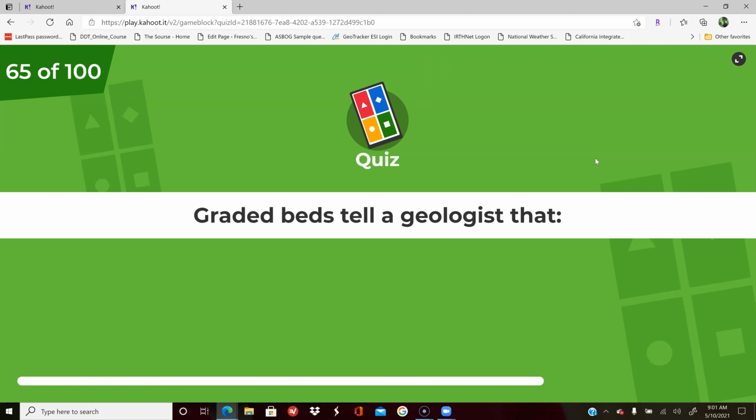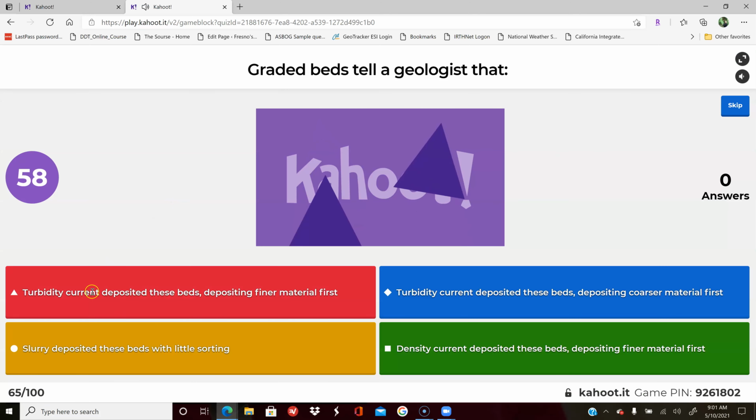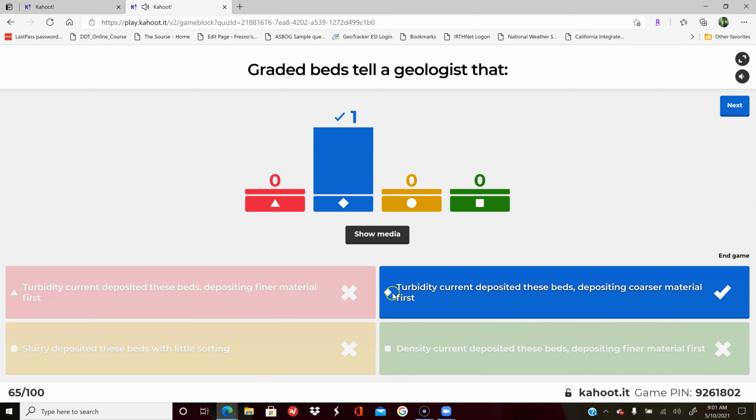Graded beds tell geologists that turbidity current deposited these beds, depositing finer material first. Turbidity current deposited these beds, depositing coarser material first. Slurry deposited these beds with little sorting, or density current deposited these beds, depositing finer material first. That would be turbidity currents deposited these beds, depositing the coarser material first.